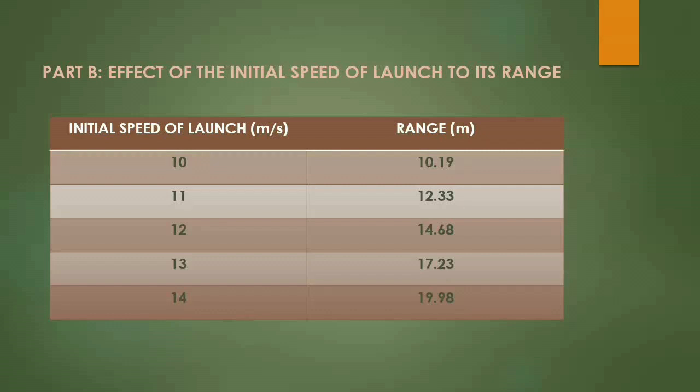When the initial speed is 10 meters per second, we get the range 10.19 meters. When the initial speed is 11 meters per second, we get the range 12.33 meters. When the initial speed is 12 meters per second, we get the range 14.68 meters. When the initial speed is 13 meters per second, we get the range 17.23 meters. And when the initial speed is 14 meters per second, we get the range 19.98 meters.